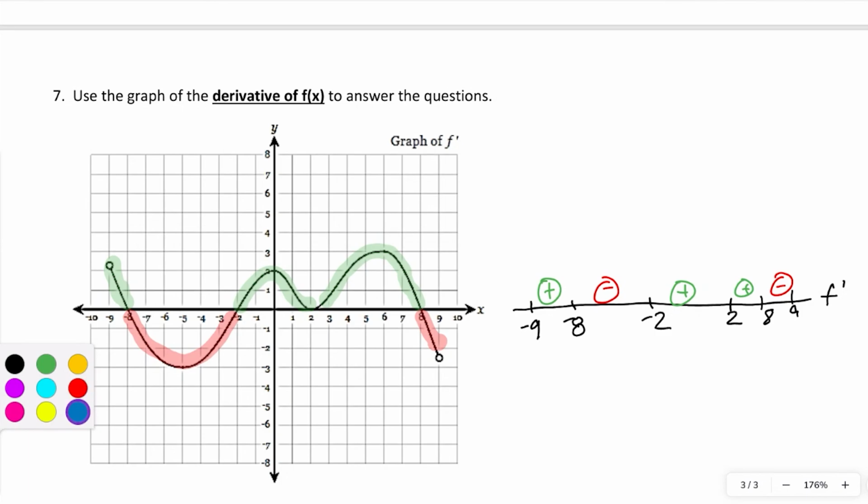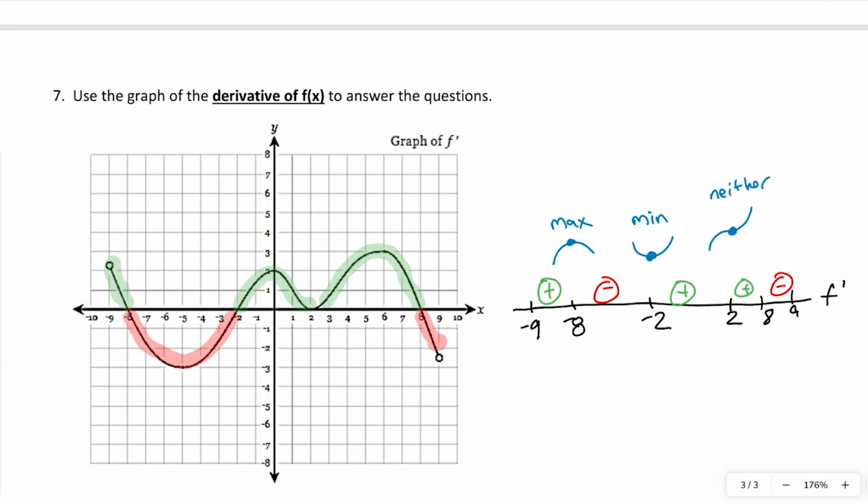Because the slope's going from positive to negative, I know I have a local max at -8. It's going from negative to positive, so I know I have a minimum at -2. At 2, we have a positive slope followed by another positive slope, so this will be neither.